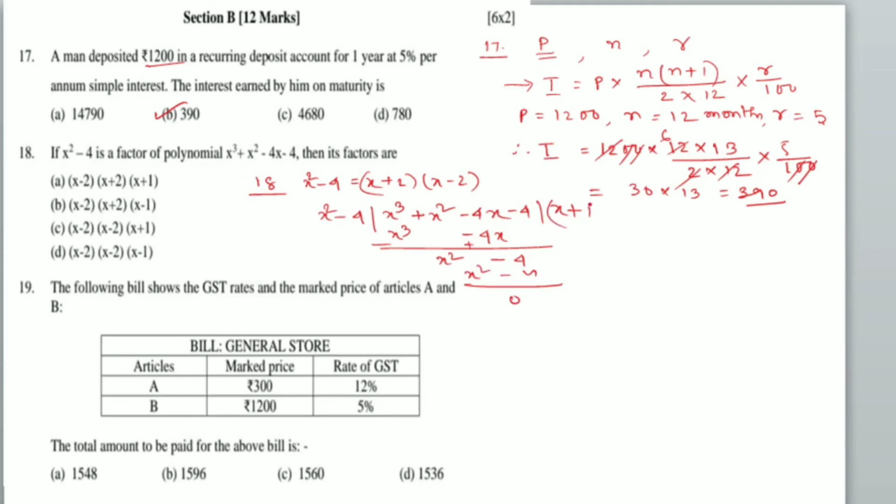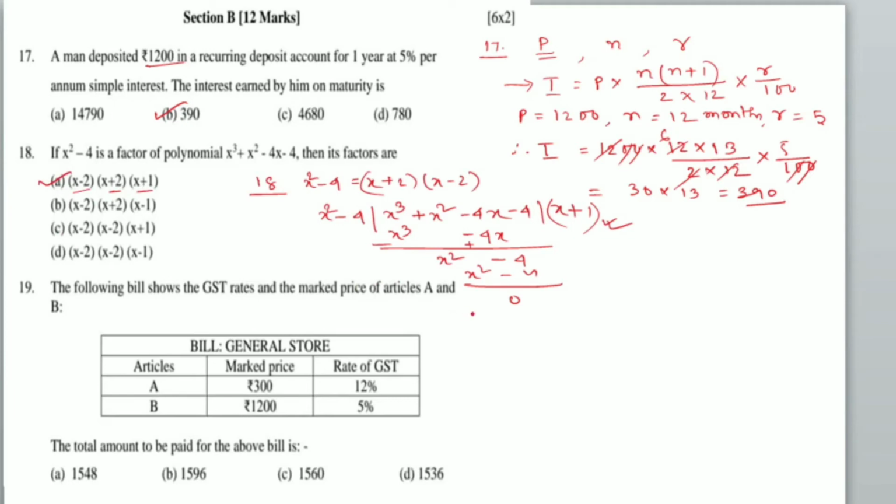So the other factor is x plus 1. Therefore, the polynomial has 3 factors: x plus 2, x minus 2 and x plus 1. So which option is the right option? X minus 2, x plus 2 and x plus 1. And this is the right option. So option D will be the right answer.